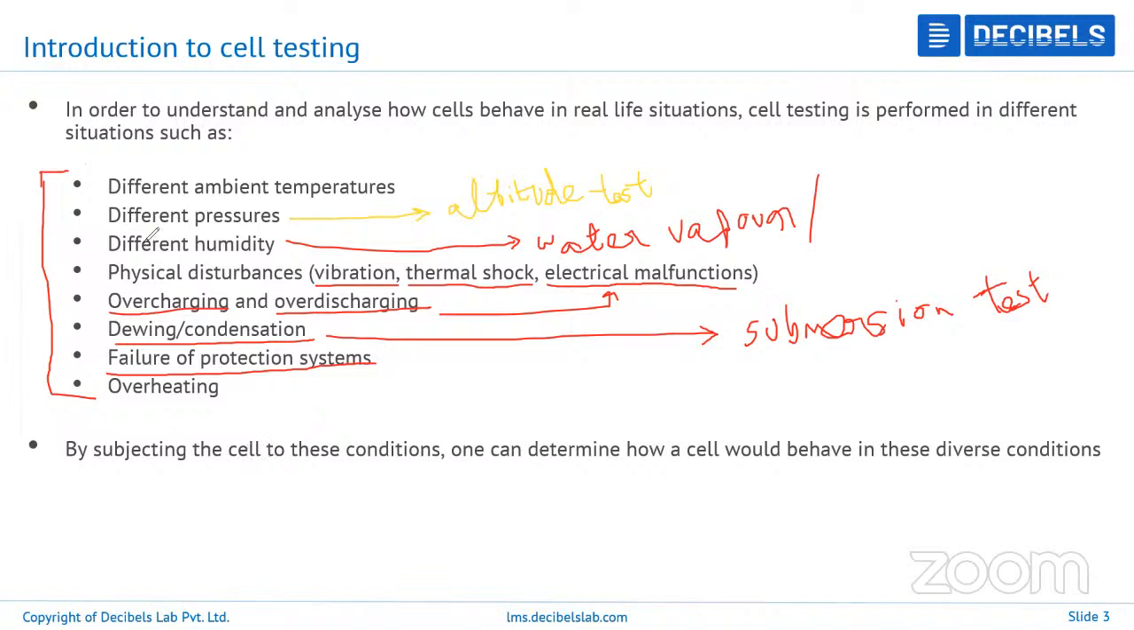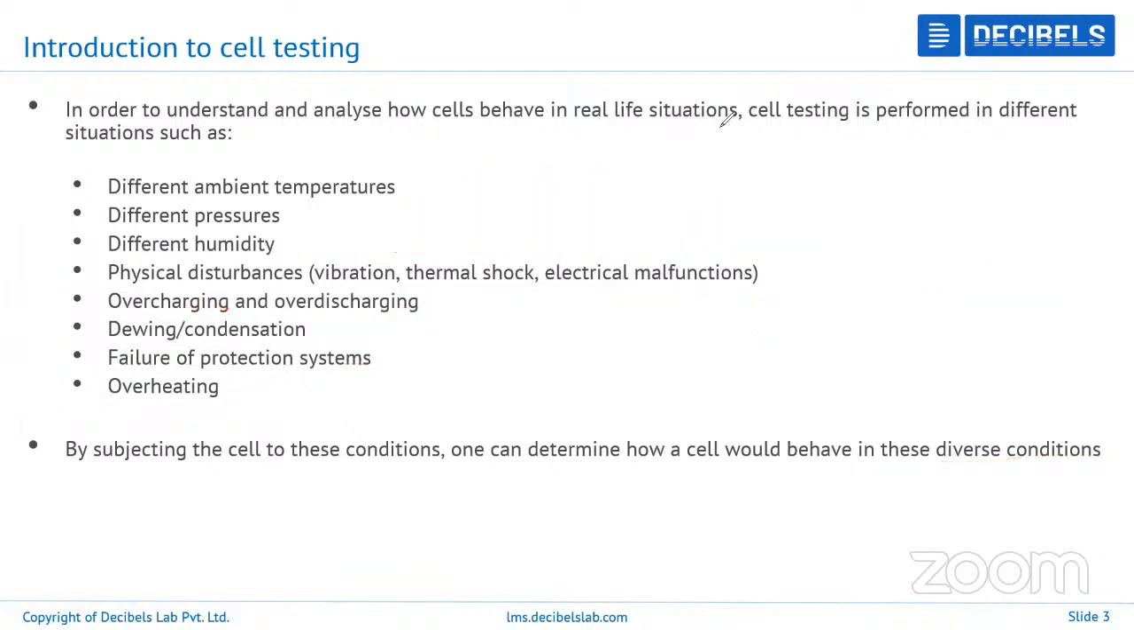So the cell is tested in all of these different situations, along with overheating as well. This is a part of thermal abuse, right? So these are all the different possible scenarios that a cell, not only a cell but a battery pack as a whole, can face. And by subjecting these cells and this battery pack to these kinds of conditions, we can finally determine how exactly they behave and how they are affected in these different situations. So this is basically what we simply understand by cell testing.